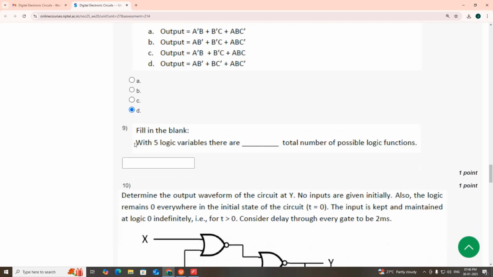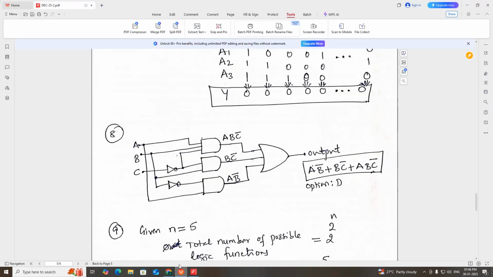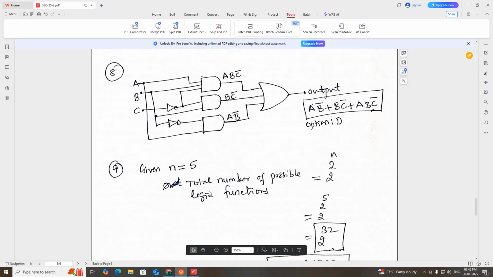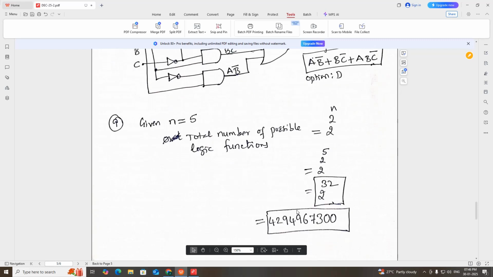Ninth one, with 5 logic variables, there are dash number of total possible logic functions. For n equal to 5, the total number of possible logic functions is 2 power 2 power n. 2 power 5 is 32, so therefore 2 power 32. We have to enter this value: 429496. Is it correct? Let me verify, one second please.